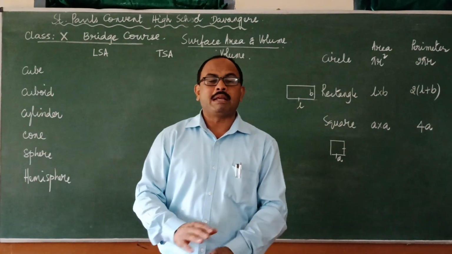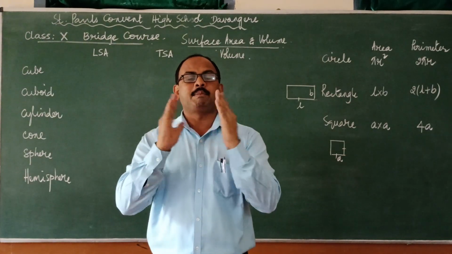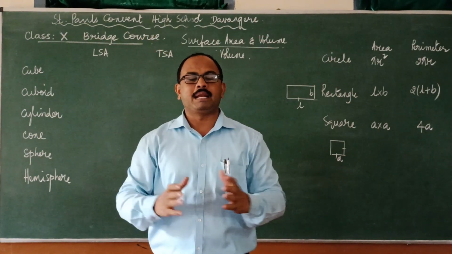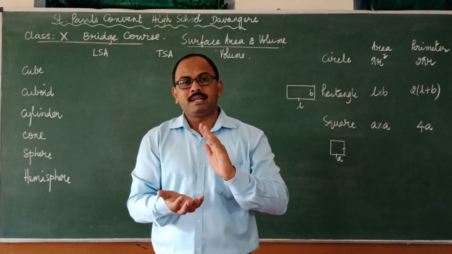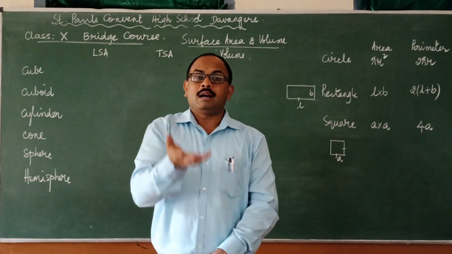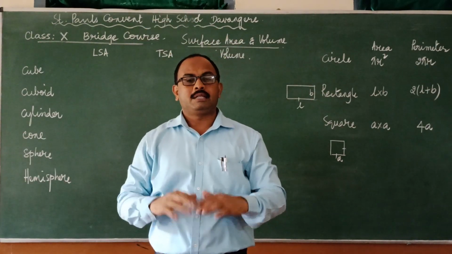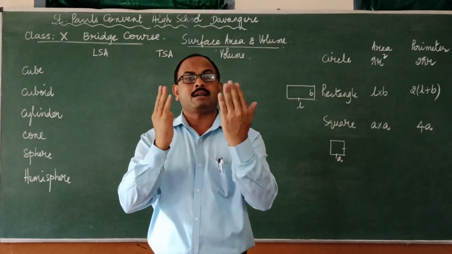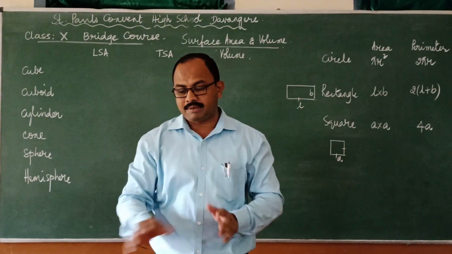Remember, children, while painting a pillar, only its curved surface area will be painted. Consider a pillar. Curved surface area will be painted. One base will be deep down in the earth, another top will be attached to the ceiling, children. Therefore, only that lateral surface area or curved surface area will be painted. So that will become curved surface area.